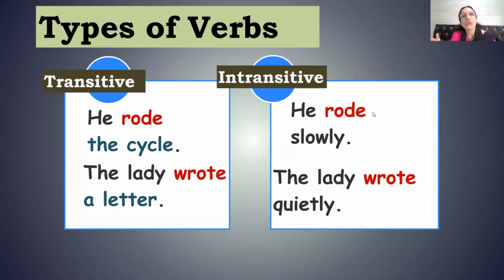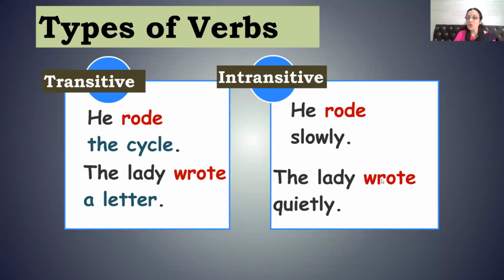But there is a way: he rode slowly. So this is intransitive because there is no transmission of the action from the subject to the object. But here, from the subject to the object: he rode what? The cycle. Let's look at the next one. The lady wrote a letter. The lady wrote what? A letter. So it is transitive because it's answering the question what. Next one. The lady wrote quietly.